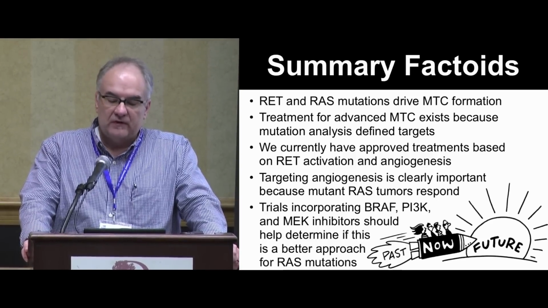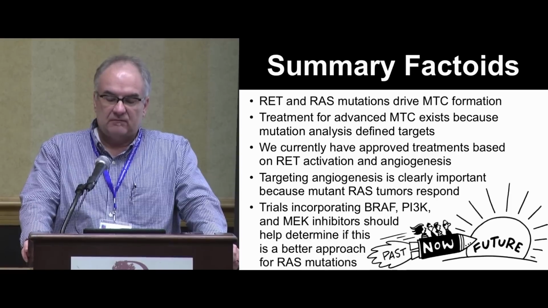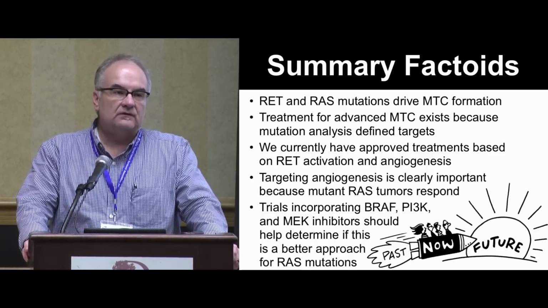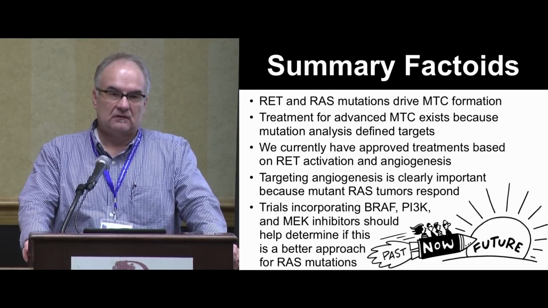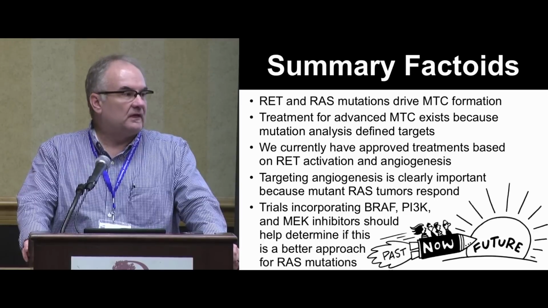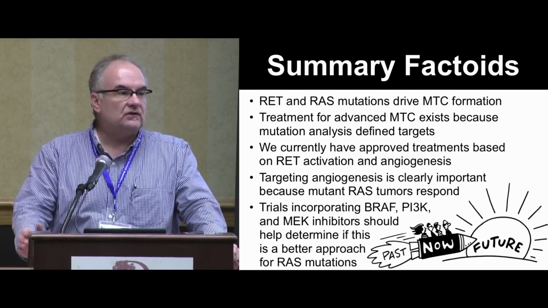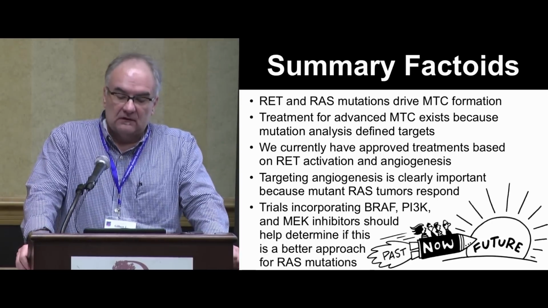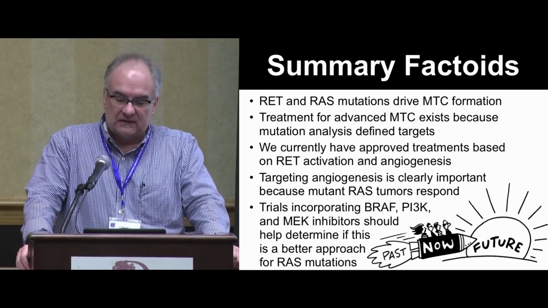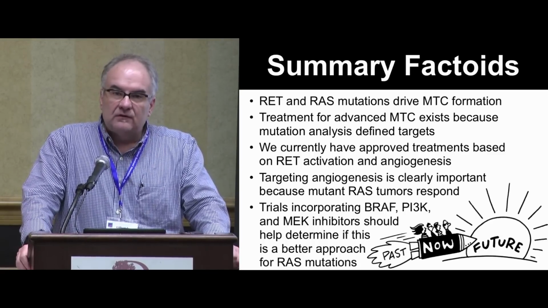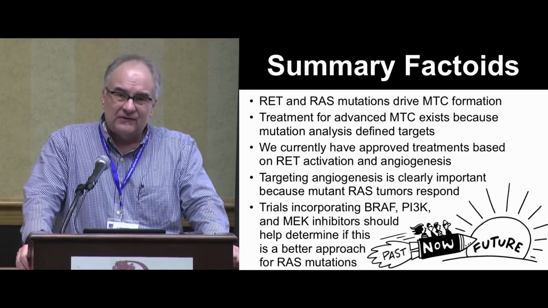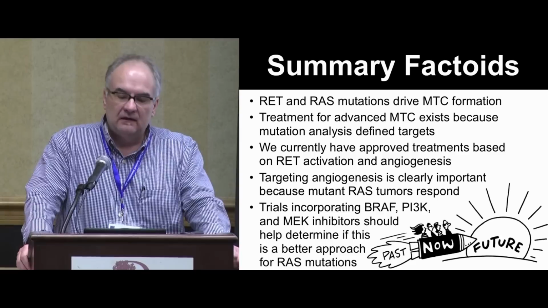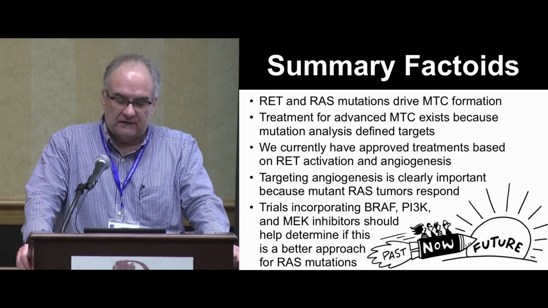We know that treatment for advanced MTC exists because when we found these mutations, it led to the development of drugs to try and target these mutations. And that was the first step of being able to provide new therapies for patients where there weren't therapies before. We currently have these therapies, vandetanib and cabozantinib, and I will point out that while they target RET, they also target angiogenesis, they also target other pathways, and this is probably why they are effective.